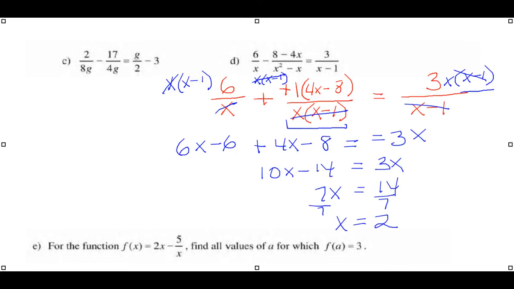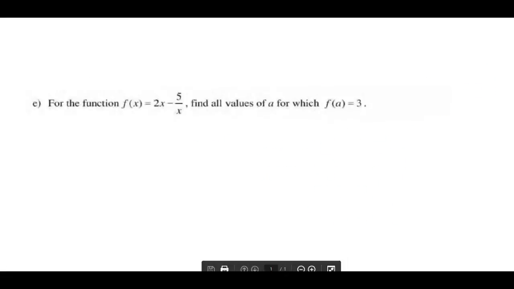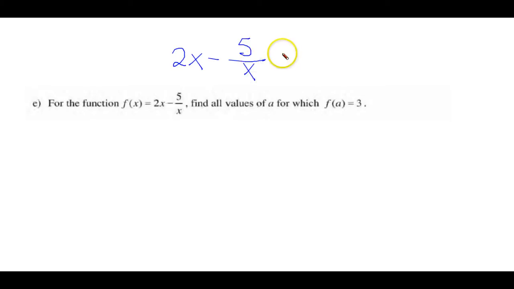Okay, so let's go on to our last example. Now, for this one, it's in function form, but we just convert it. We go 2x minus 5 over x equals 3. So what would our common denominator be to get rid of the fractions? Well, in this case, it would be x. We're going to multiply everything by x.